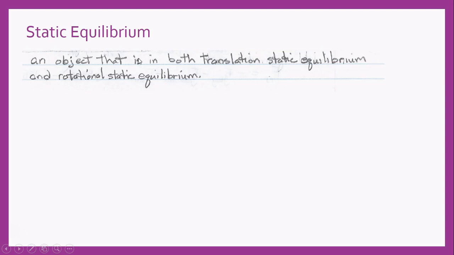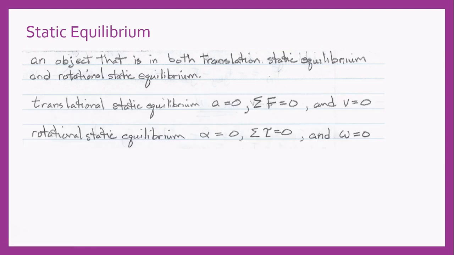An object that is in both translational static equilibrium and rotational static equilibrium is said to be in static equilibrium. Previously, we learned translational static equilibrium is when the object is not moving, acceleration is equal to 0, the sum of the forces adds up to 0, and the velocity is 0. Notice as I go over rotational static equilibrium the similarities with translational static equilibrium.